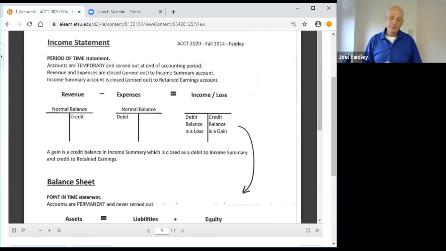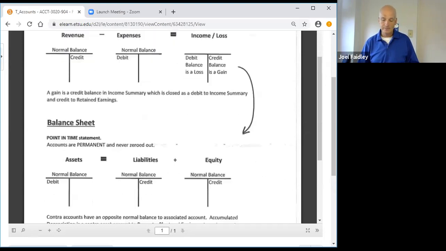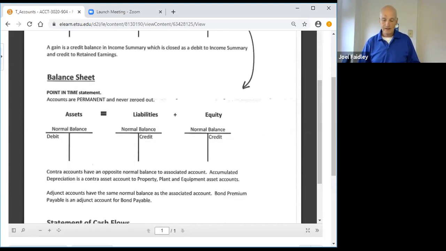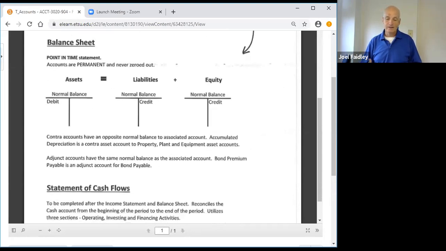The only relationship between the income statement and the balance sheet is income summary, which gets closed out. Your revenues and expenses are closed out to income summary. Income summary is closed out to retained earnings. Income statement accounts are temporary, meaning they get zeroed out, right? At the end of the period, because they get closed out to income summary, and income summary gets closed out to retained earnings. Retained earnings is a balance sheet account that is kept forever, because balance sheet accounts are a point in time, unlike the income statement, which is a period of time.